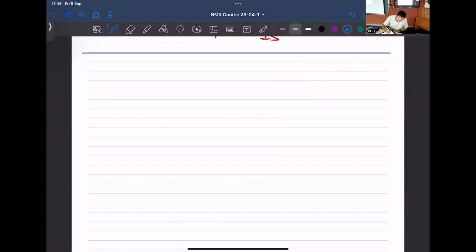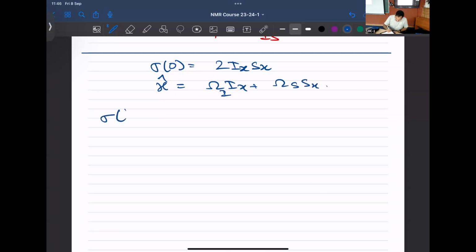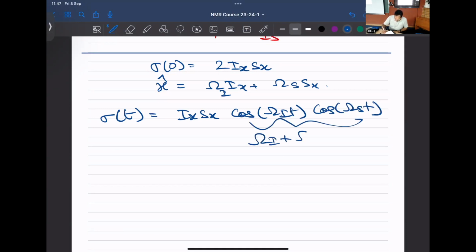So what were we saying? We said that your density matrix at some point is multiple quantum. And then we said if the Hamiltonian is the chemical shift Hamiltonian for both the spins, what is the final term? The final term that we got was IxSx (cos omega I t plus cos omega S t). Then we said it evolves as a sum and difference of chemical shifts. I'm assuming omega I is greater than omega S here. Otherwise, the sign will just flip.